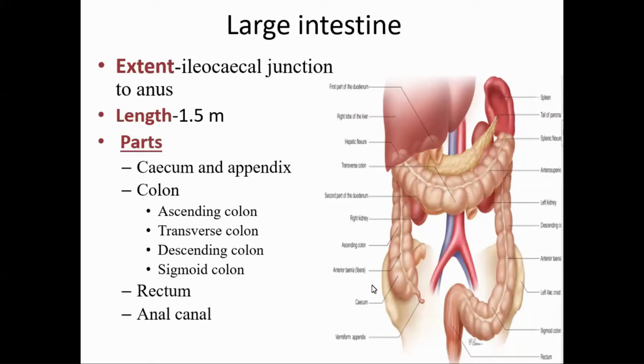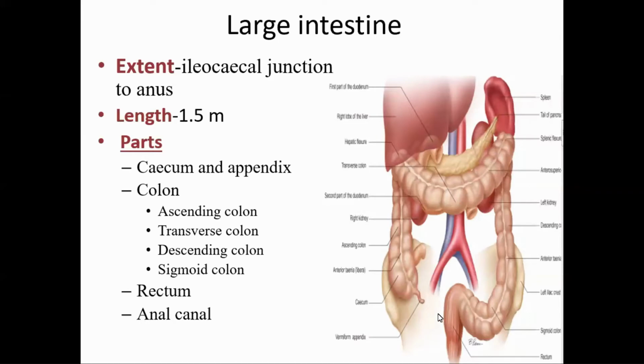The longest part of the alimentary tract is the small intestine. It is about 6.5 or 6.25 meters, and the length of the large intestine is about 1.5 meters. The different parts of the large intestine are the cecum and vermiform appendix, then ascending colon, transverse colon, descending colon, sigmoid colon, and rectum and anal canal. These are the parts of the large intestine.